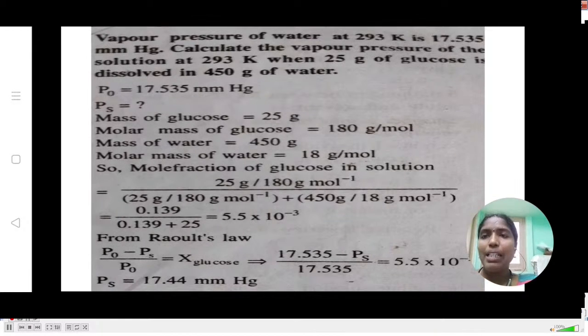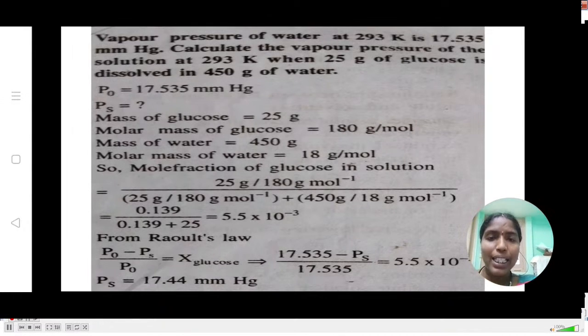So in Raoult's law, P0 minus PS by P0 is equal to mole fraction. So first we are calculating the mole fraction. So substitute the formula in this: P0 minus PS by P0 is equal to mole fraction. P0 is 17.535, minus PS by 17.535. Totally we get 17.44 mm of Hg. This is the problem.